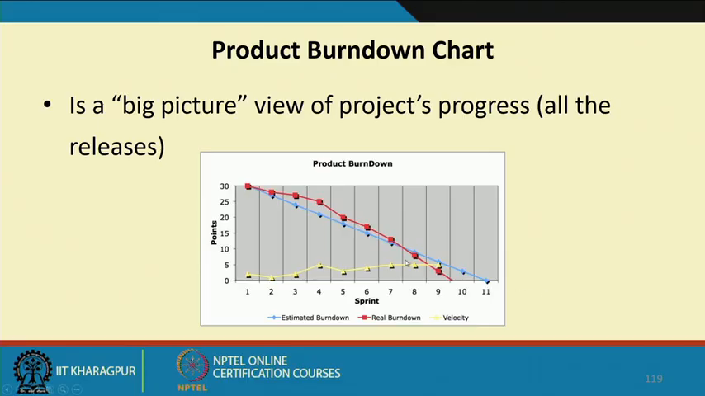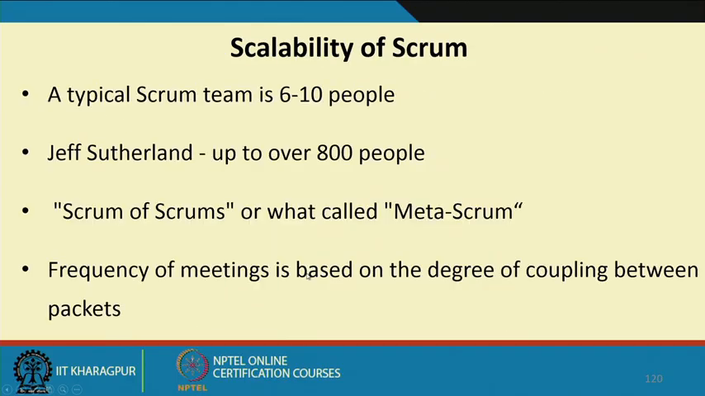And here three items are represented. The real burn down, which gives the actual progress, the estimated progress, and then the velocity, that is the story points completed per sprint.